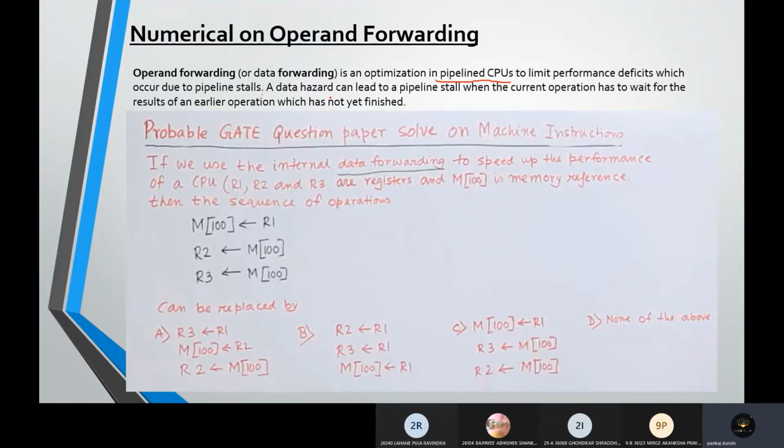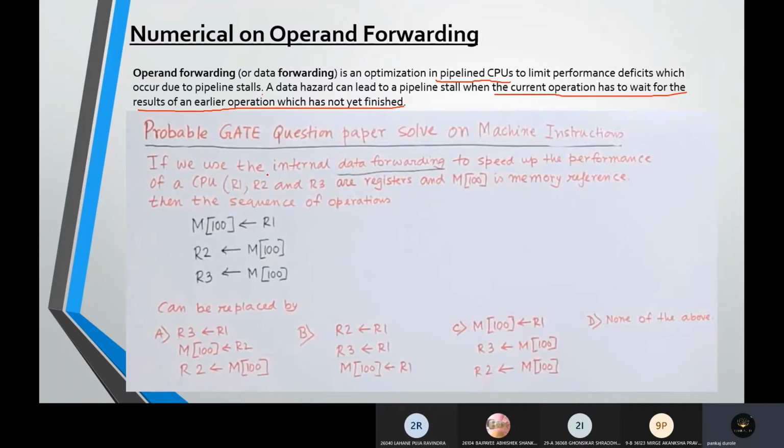A data hazard can lead to a pipeline stall when the current operation has to wait for the result of an earlier operation which has not yet finalized. So let's solve the numerical based on that.